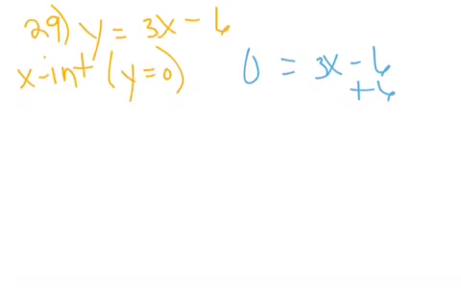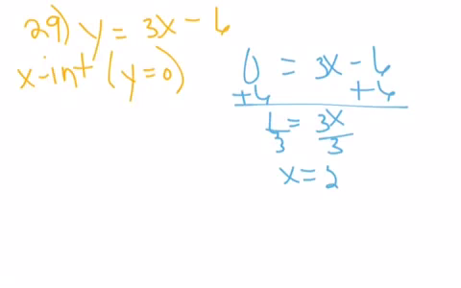Add 6 to both sides. So 6 equals 3x. Divide by 3. So x equals 2. But because it's an intercept, which is a point, we have to write it in the proper format, which would be x, which is 2, comma, y, which is 0.